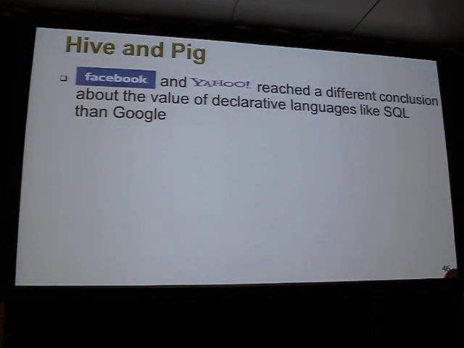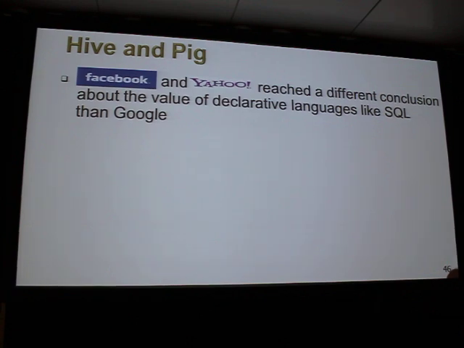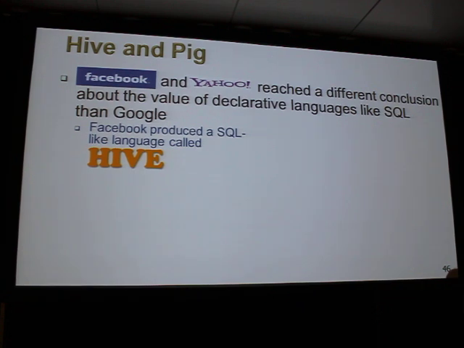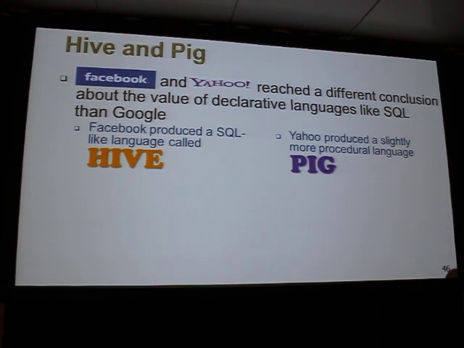So let's talk about those. What you saw so far is that we do everything in Java or JavaScript. And when the Facebook guys and the Yahoo guys were starting to do this, they reached a different conclusion. They said, maybe it would be better if we have a declarative language. And so they created Hive, which came out of the Facebook team, pretty much a SQL-oriented language with HiveQL. And then the Yahoo guys created Pig, which is more a procedural kind of query language.